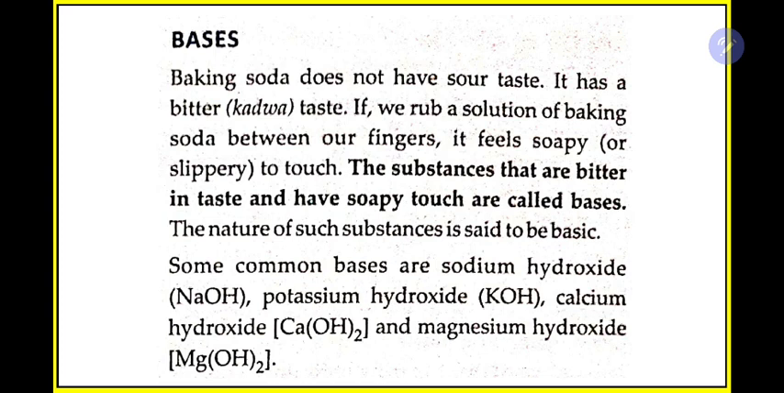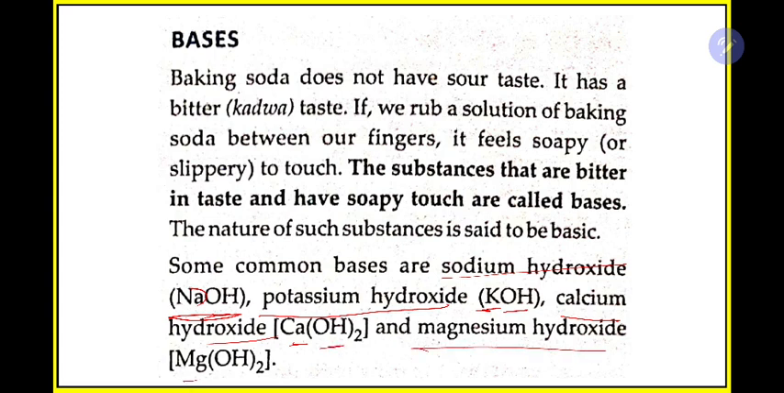Okay. So if in the exam it comes to write some examples of bases, then you have to write the examples as written here. The first is sodium hydroxide, chemical formula NaOH. Na for sodium and OH for hydroxide. Then the next is potassium hydroxide. K is for potassium and OH for hydroxide. Then calcium hydroxide. Ca for calcium and hydroxide means OH.